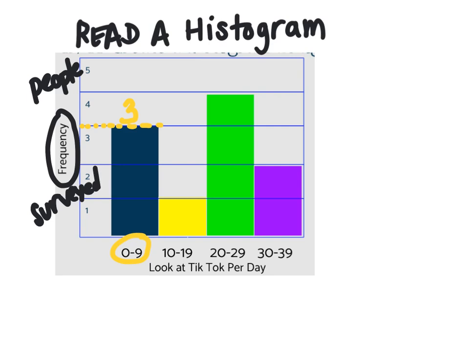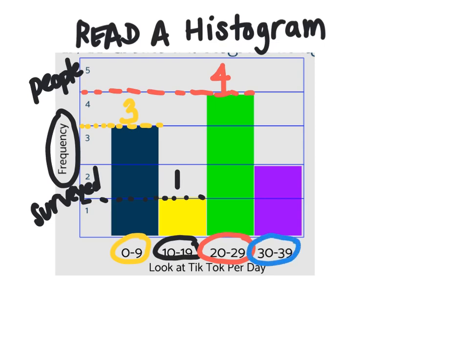And then if we look here at the second frequency, 10 to 19, we can see that 1 person said that they watched TikTok 10 to 19 times per day. If you look here at the third one for the 20 to 29 interval or range, we can see that 4 people said they watch TikTok 20 to 29 times per day. And 30 to 39 times per day. So how many people watch TikTok 30 to 39 times per day? This would be 2 people. So that is how you read the frequency or how many people took the survey and answered.